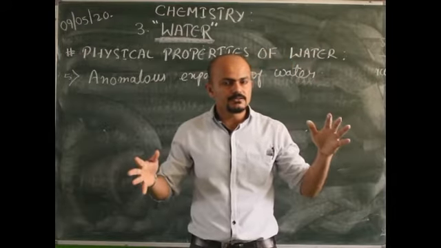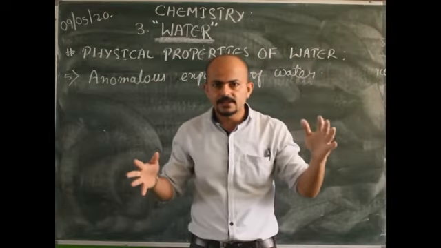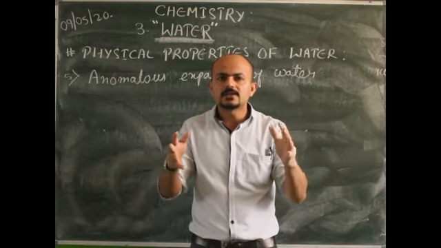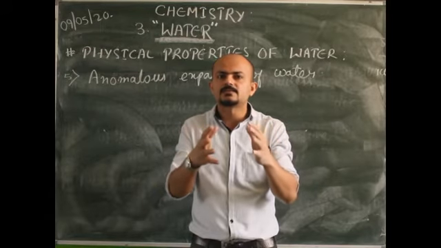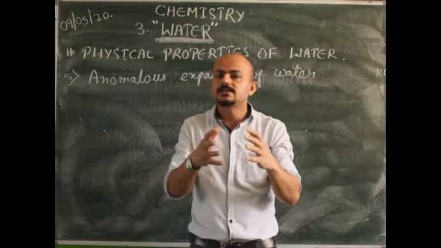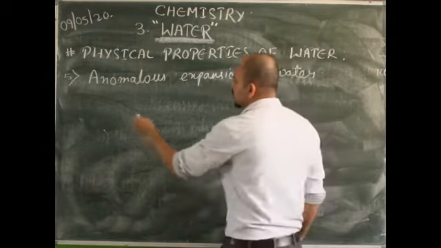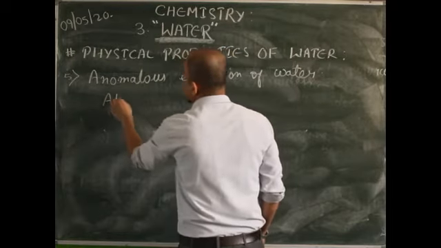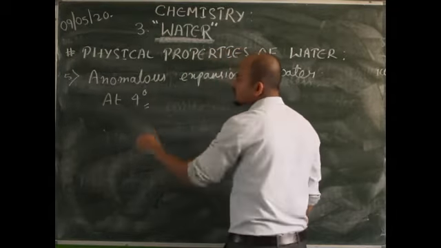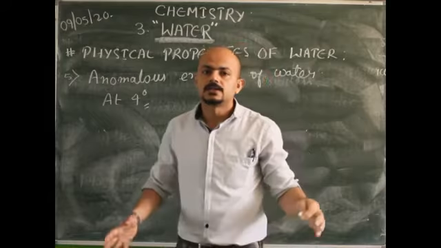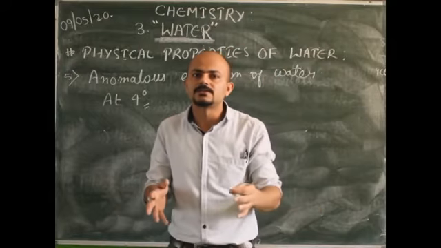Means as you are cooling water from a higher degree centigrade to a lower degree centigrade, the volume of water keeps on contracting. Means the volume gets smaller and smaller. Till what point? Till 4 degrees centigrade. Till 4 degrees centigrade, the volume of water keeps on decreasing.